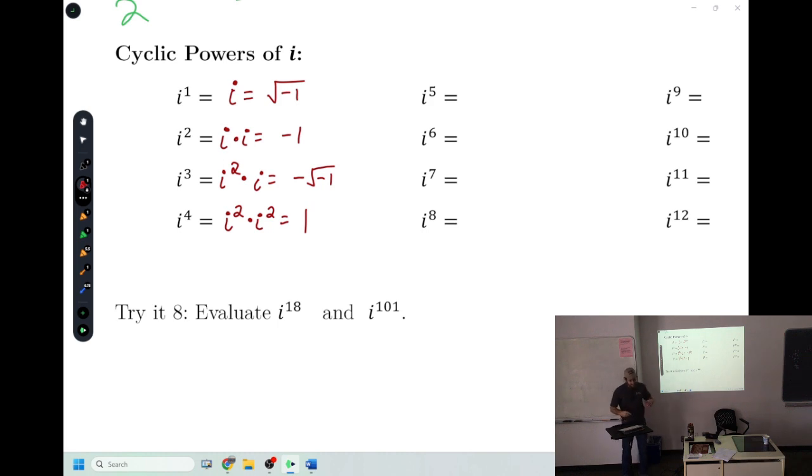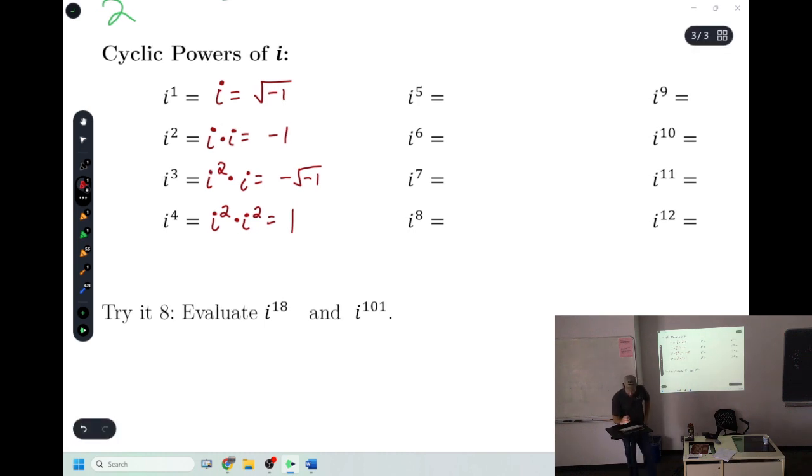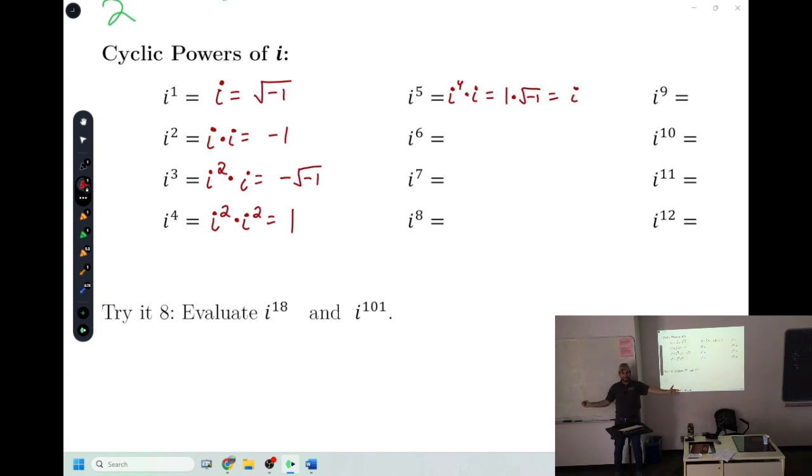Now this is where it gets crazy. What about i to the 5th? i to the 4th and i to the 1st. And what was i to the 4th? And what was i to the 1st? So isn't that the same thing as just i? What? And what about i to the 6th? What is it the same thing as?